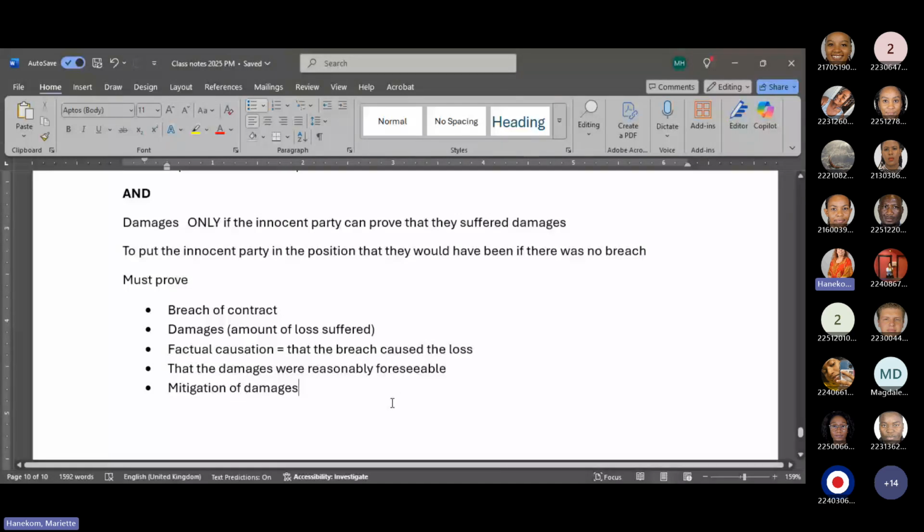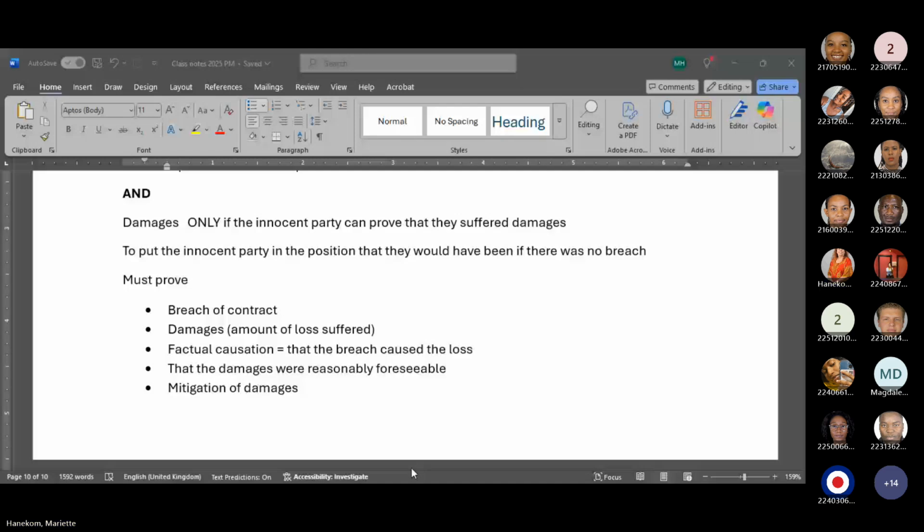Remember those 5 things? That is a very useful question that I often use if I'm short 5 marks in a test or an exam. I will ask you to list the elements or the requirements that have to be proved in order to claim damages. So make sure that you have studied them. Any questions? No questions.